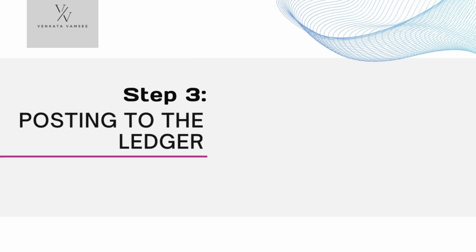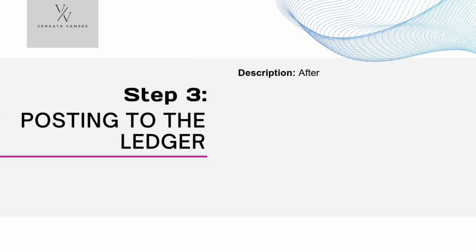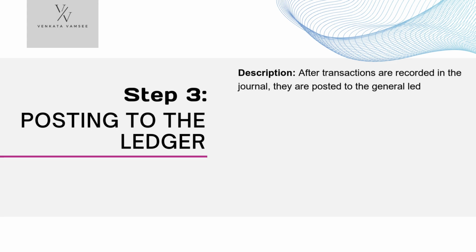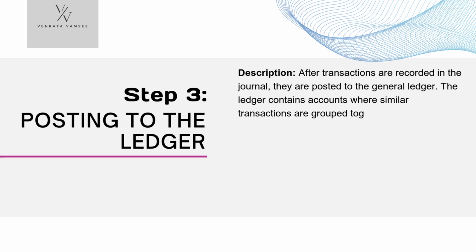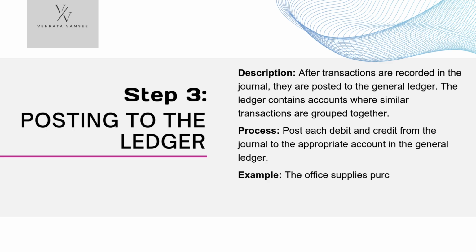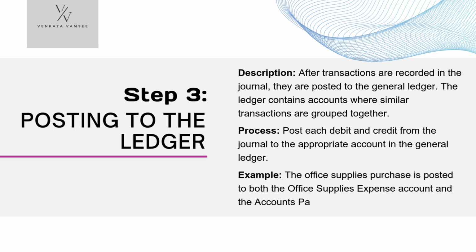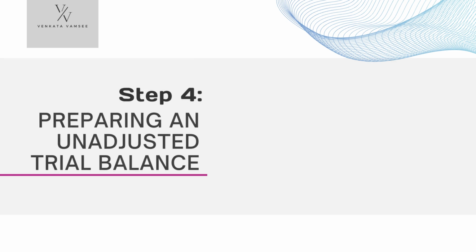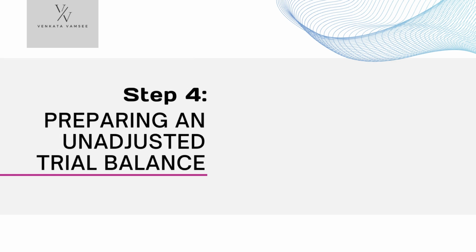Step 3. Posting to the ledger. Description. After transactions are recorded in the journal, they are posted to the general ledger. The ledger contains accounts where similar transactions are grouped together. Process: post each debit and credit from the journal to the appropriate account in the general ledger. Example: the office supplies purchase is posted to both the office supplies expense account and the accounts payable account in the ledger.